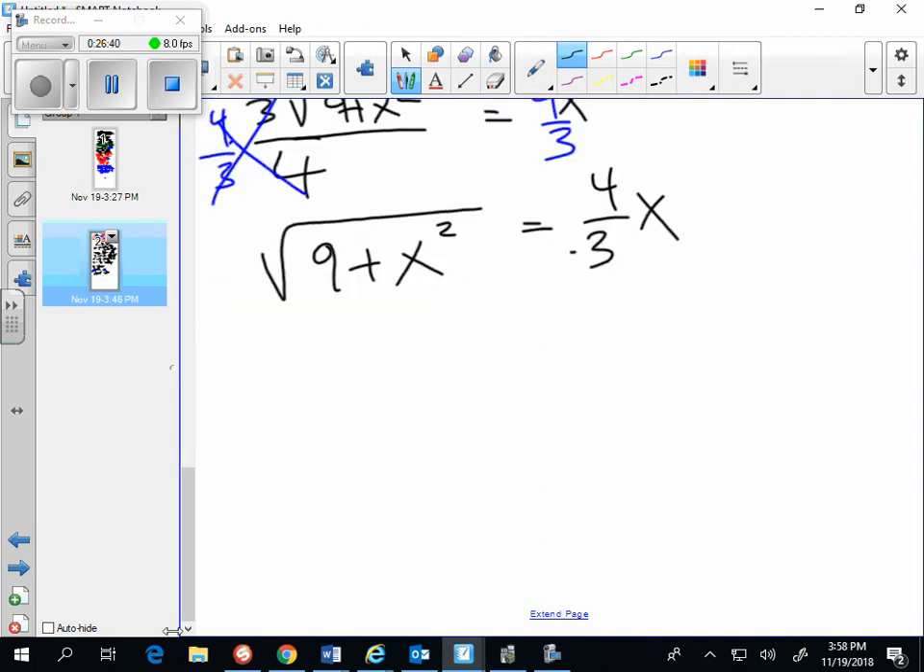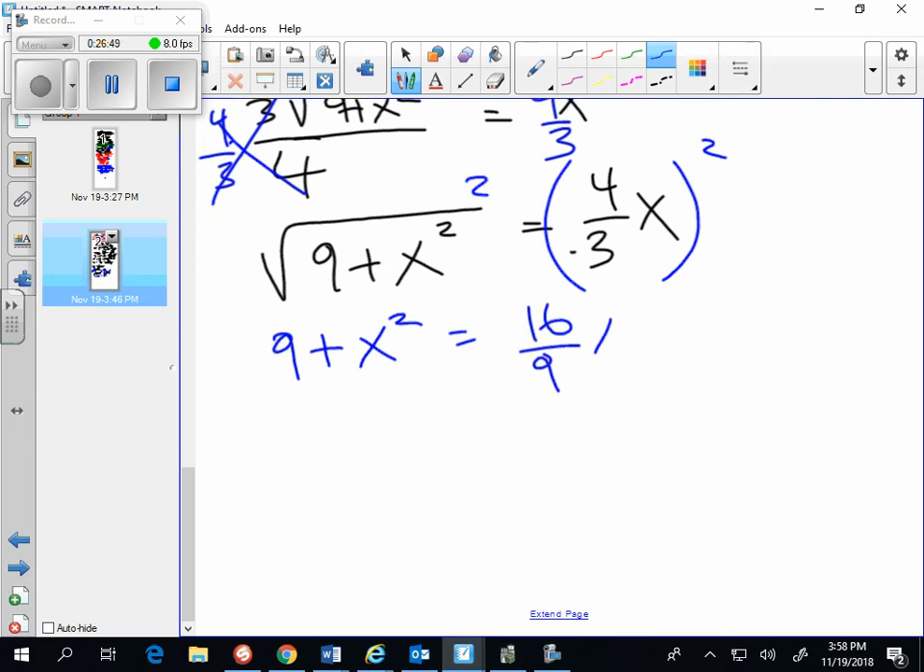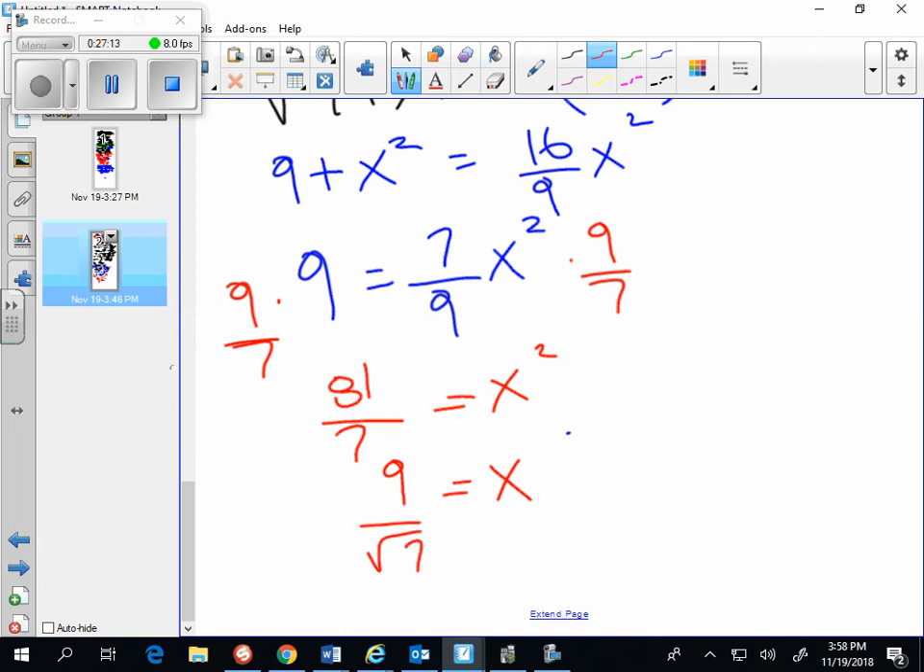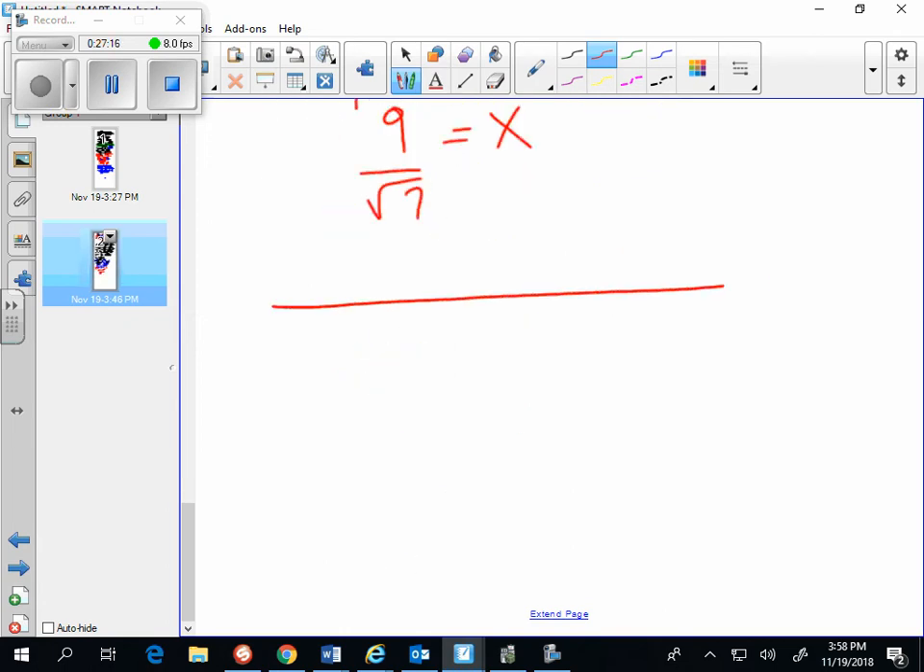Okay, to undo that radical, I'm going to square both sides. So I get 9 plus x squared equals 16/9 x squared. I'll subtract x squared from both sides. I'll get 9 equals 7/9 x squared. I'll multiply both sides by the reciprocal, 9 over 7. And I'll get x squared equals 81 over 7, or x equals 9 over root 7. Okay, 9 over root 7 meters. We've got 0 meters, we've got 8 meters, and we've got 9 over root 7.